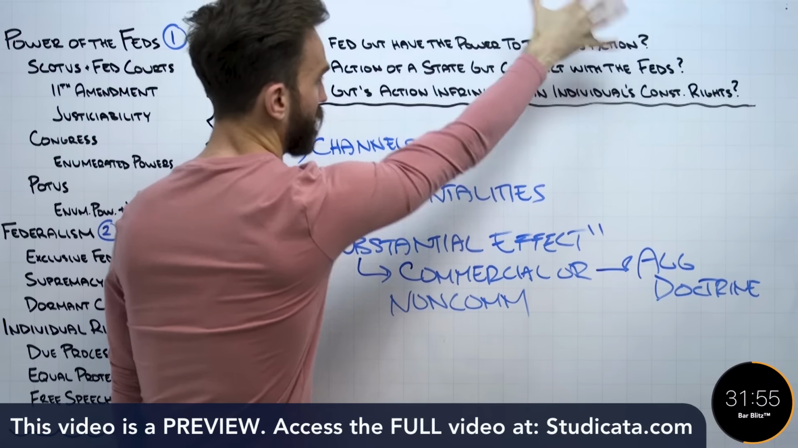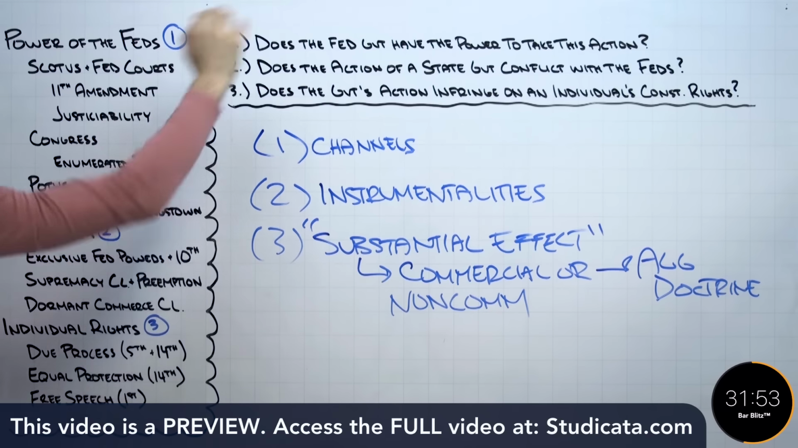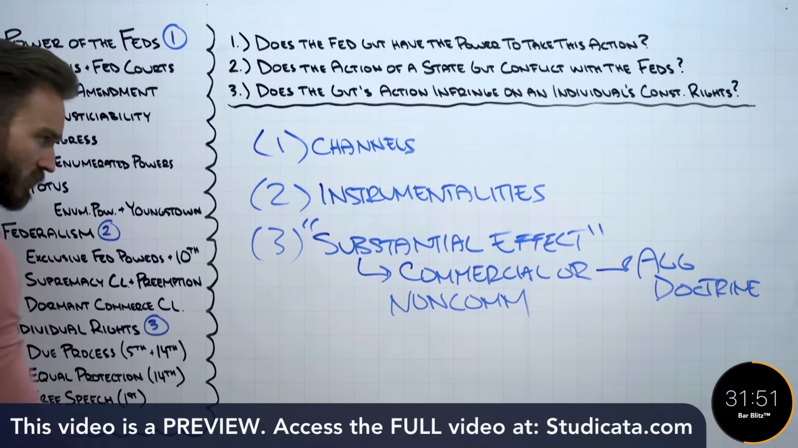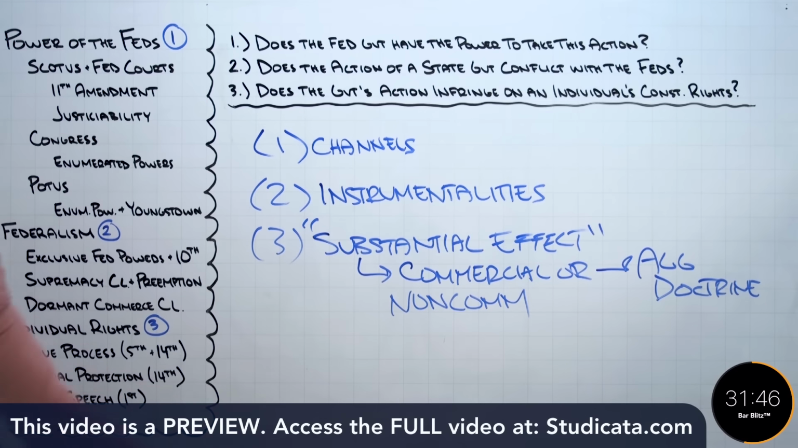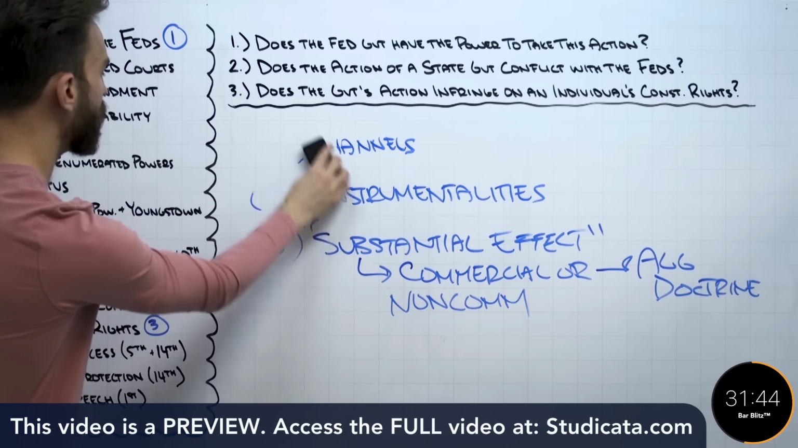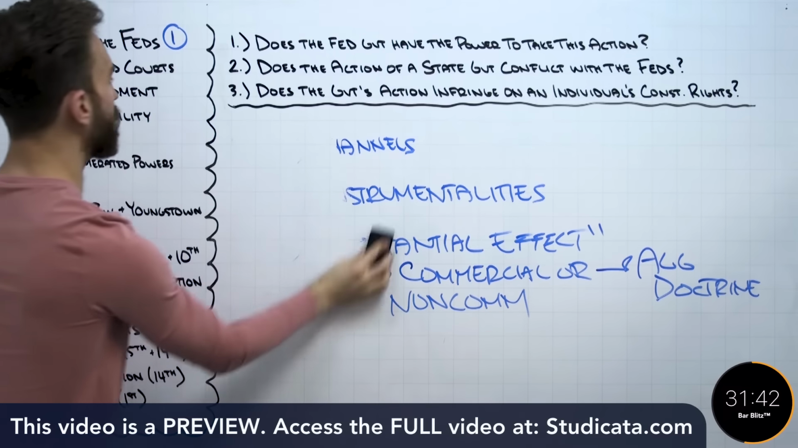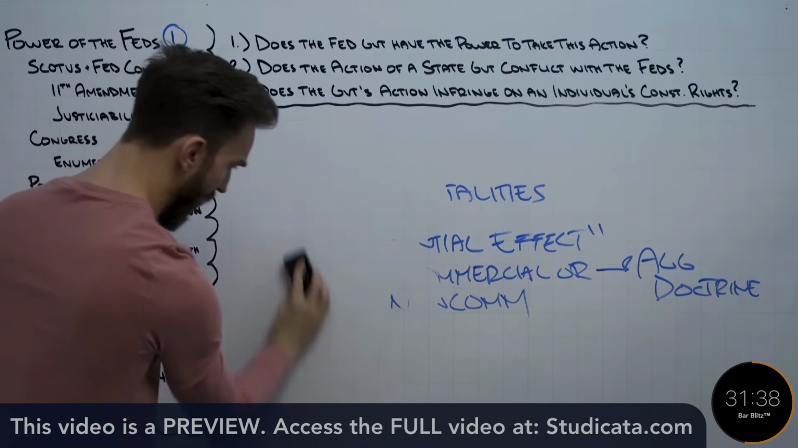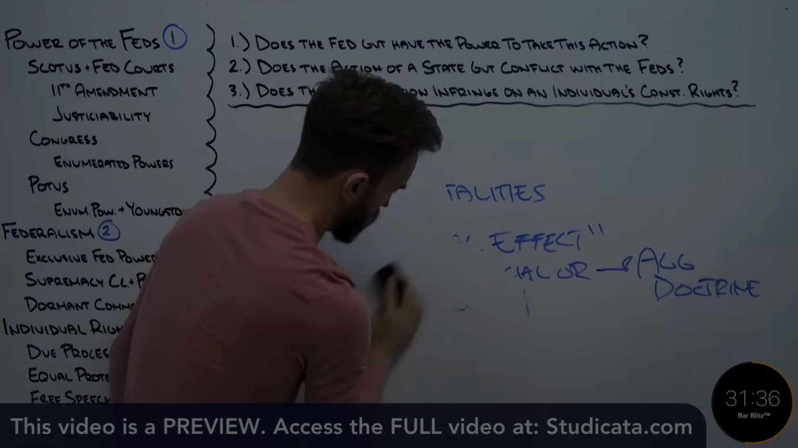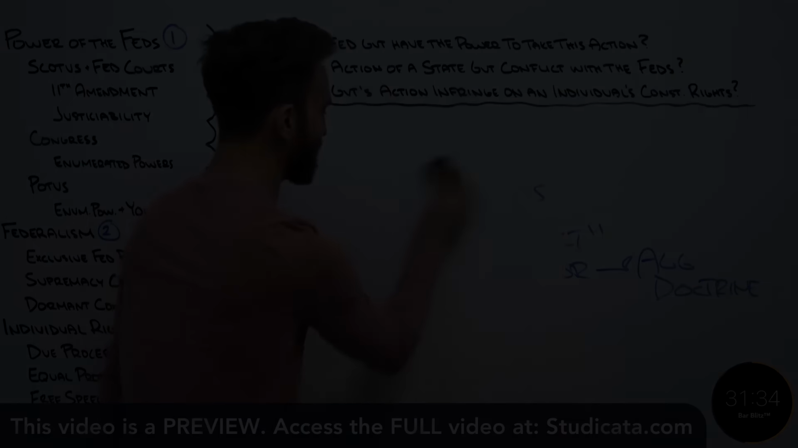It goes up to our very first bucket element, our very first main issue. So that's what we want to think about in terms of the commerce power or the Commerce Clause. Next, kind of our last major issue in this first category, when we're thinking about powers of the feds, is going to be the President of the United States taking action.